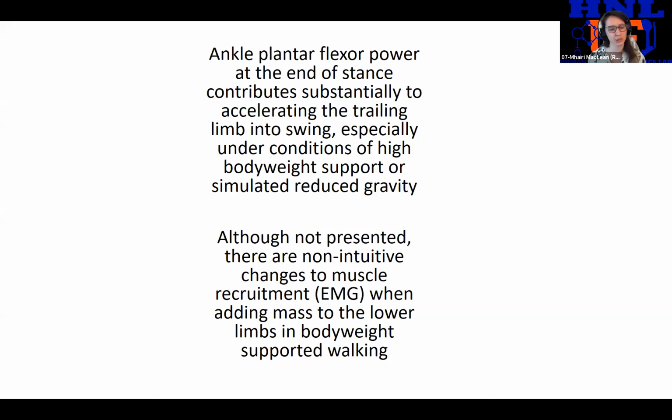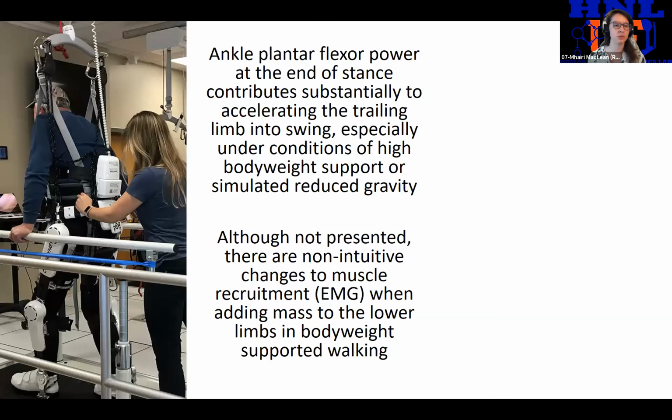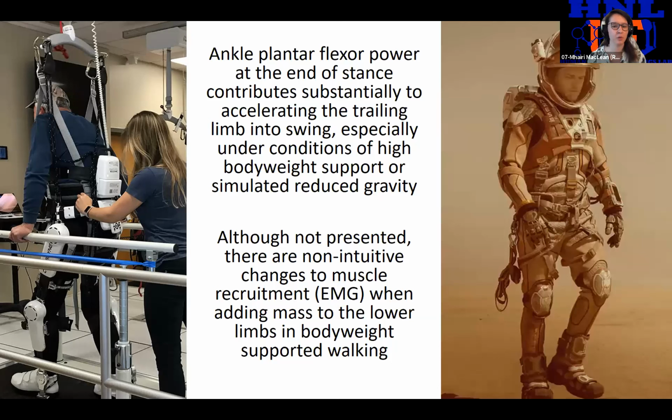So the implications for these findings are for a design of a robotic exoskeleton to assist in overground body weight supported walking. So when we add mass, it's useful to know how that will change our gait biomechanics, and that can be considered when using these devices. Also, it would be really useful for consideration of mass distribution on astronaut apparel for extravehicular expeditions on Mars, and how adding the mass at different points of the spacesuit will affect how we walk.